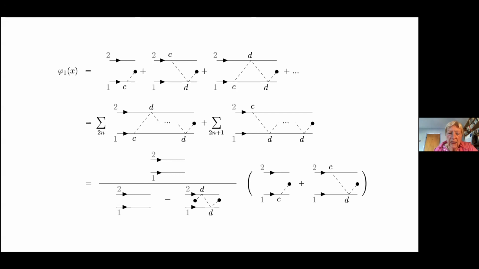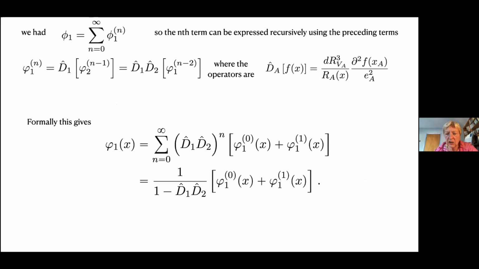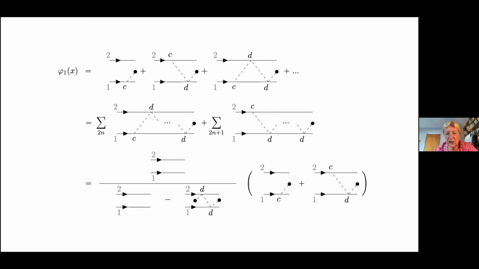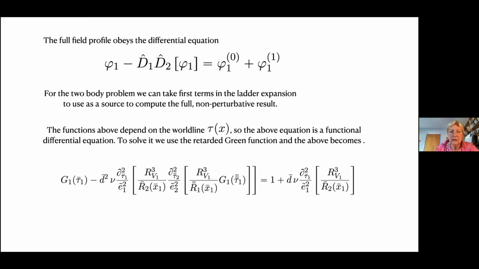But the resummation is giving, you know, the two bodies minus this D, disformal, acting on the two bodies, with one conformal and one disformal. That's what that is. So diagrammatically, we can consider this in this form. And now, the field profile obeys this differential equation. And for the two body problem, we can take the first term in the ladder expansion to use as the source to compute the full non-perturbative result.